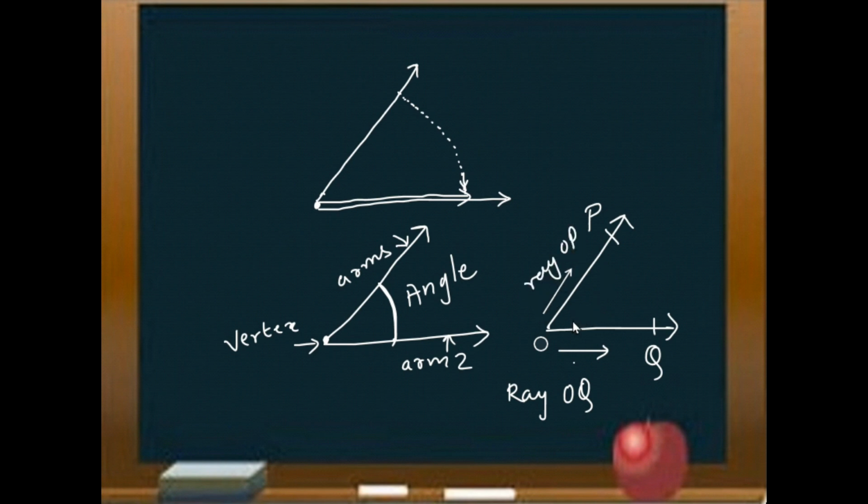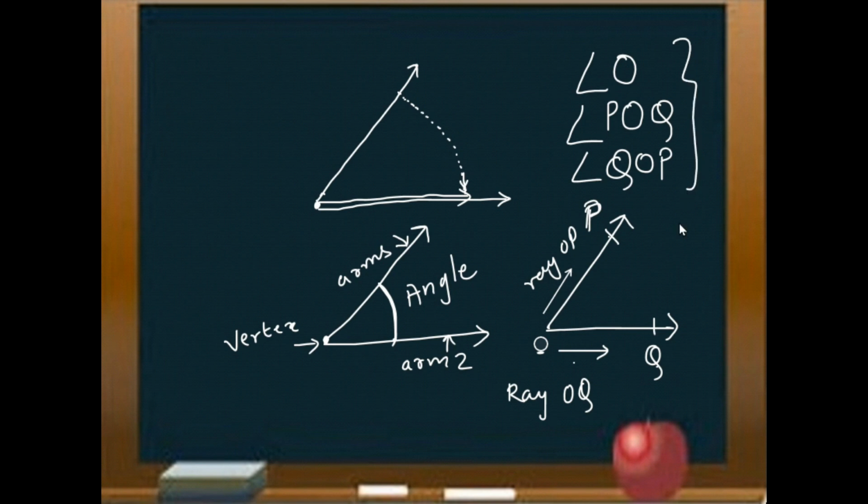Now the name of the angle will be written with the angle symbol first, to say that it's the name of an angle, and you will start with P or Q, keeping O in the center. So if I start with P, my angle's name is going to be POQ, or I can also write this as QOP. Or I can also write it as just angle O. So these three are the names of this particular angle.